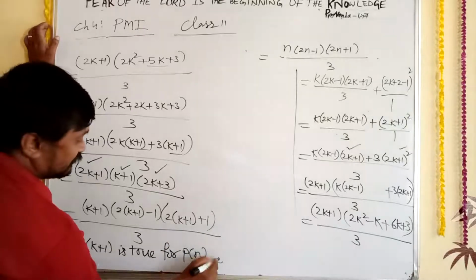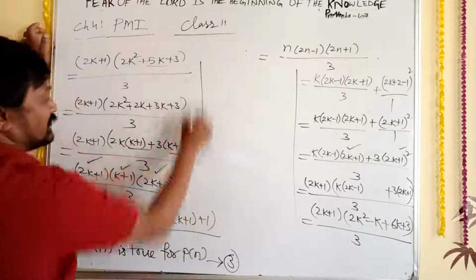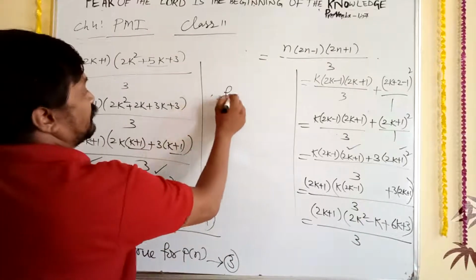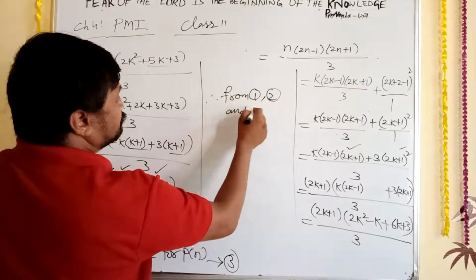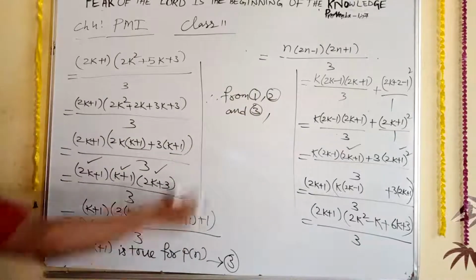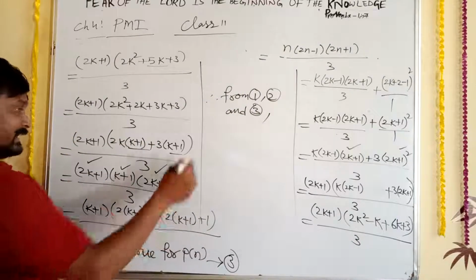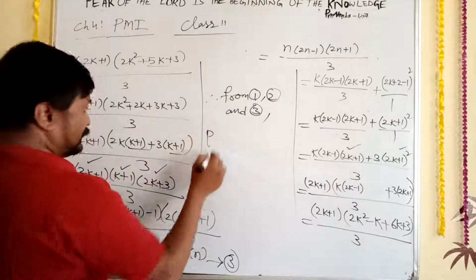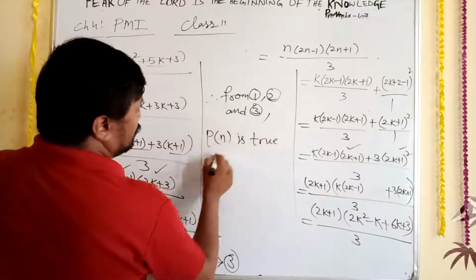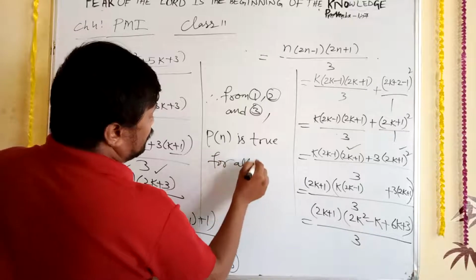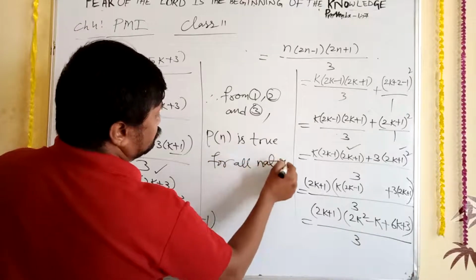This is your equation number 3. At last we write: therefore, from 1, 2 and 3, we can write that P of n is true for all natural numbers.